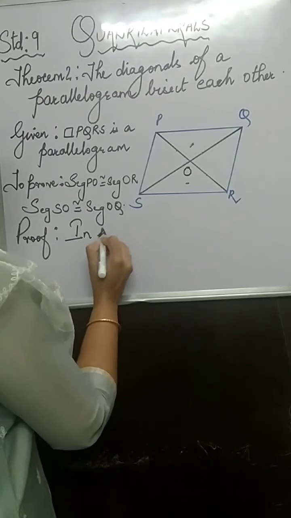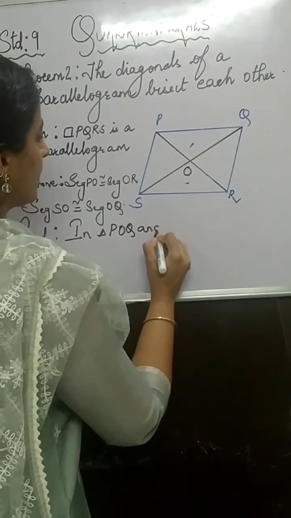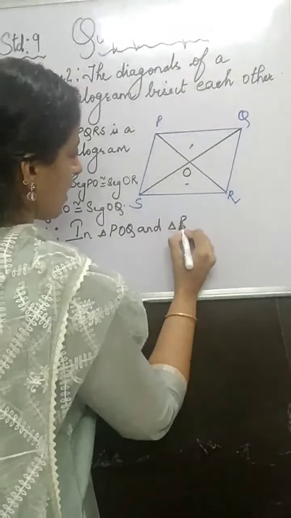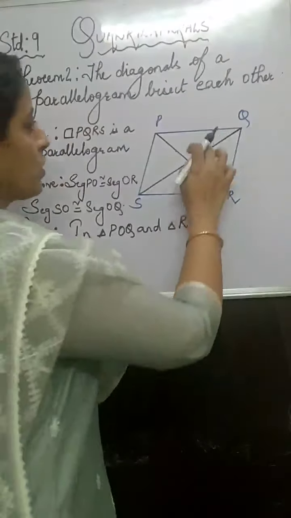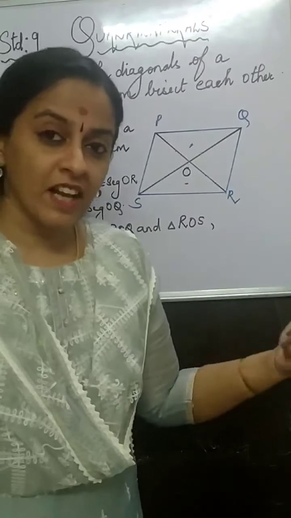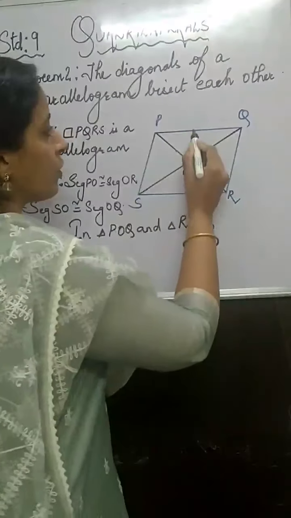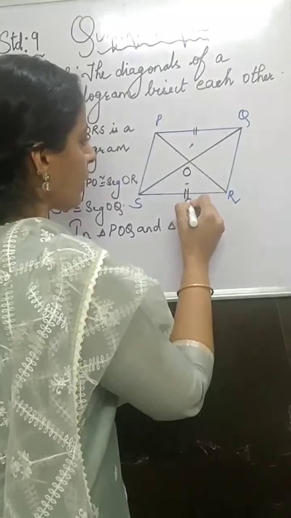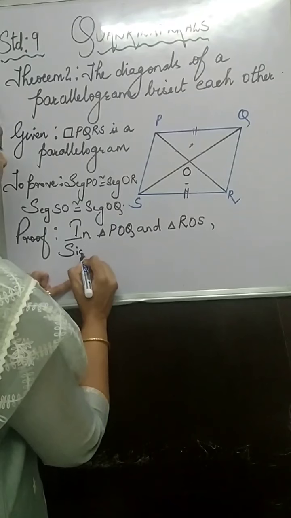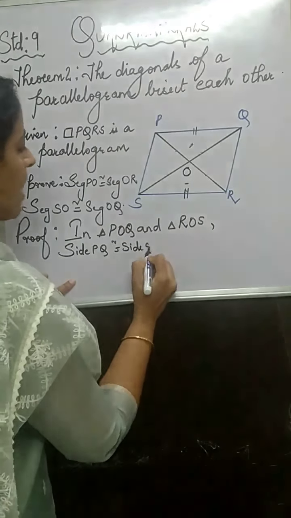In triangle POQ and triangle ROS, I have taken these two triangles. What all things do you have so that the triangles can be proved congruent? Now this is a parallelogram. So if it is a parallelogram, then the opposite sides will be congruent. Got one detail. Write it. Segment PQ is congruent to side SR.